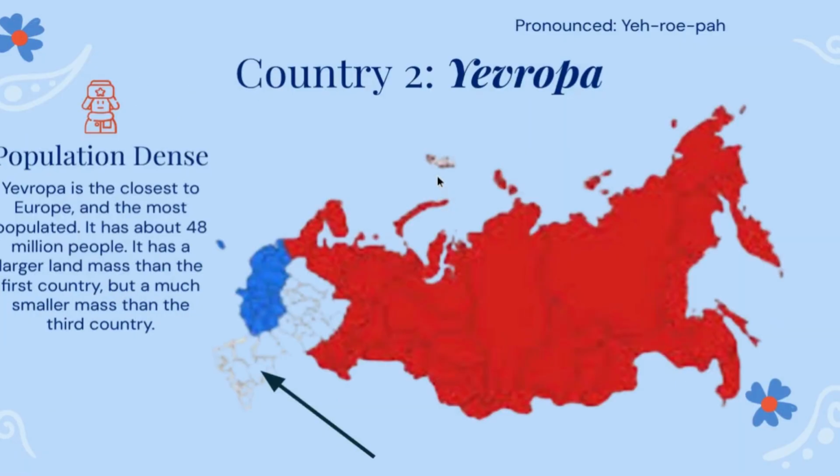The second country is called Europa. That's how you pronounce it. It is quite population dense. This is the most populated area out of all three countries. It's the closest to Europe. It has about 48 million people, which, like I said, 47 to 48. It has a larger landmass than the first, but not nearly as much as the third.